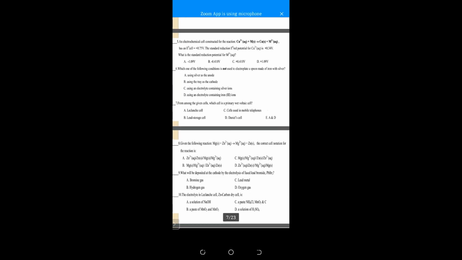A spoon made of iron with silver. So which one is the plating metal here, iron or silver? Which one is the plating metal and which one is the plated metal? The plating metal is the covering metal, the thin layer part. The plated metal means the material. So here, the spoon is the plated metal, and the thin layer is silver, and it is the plating metal.